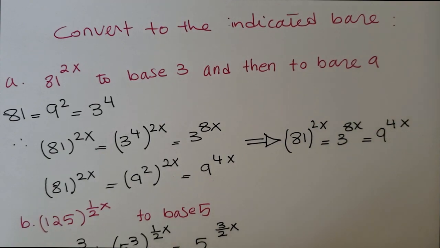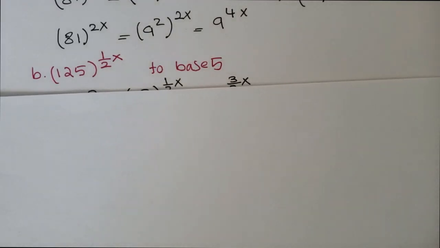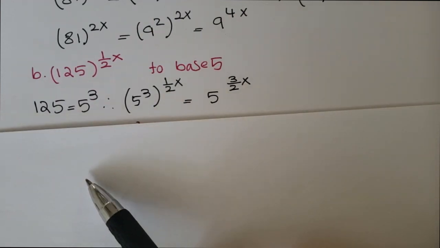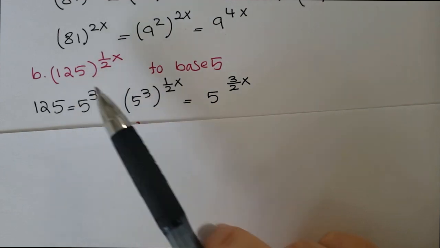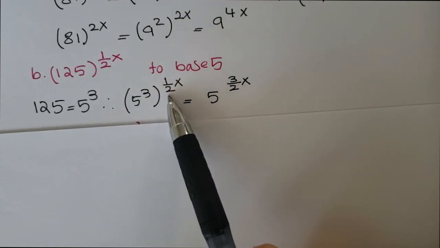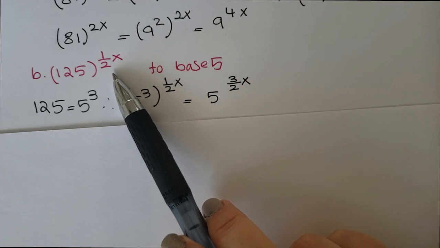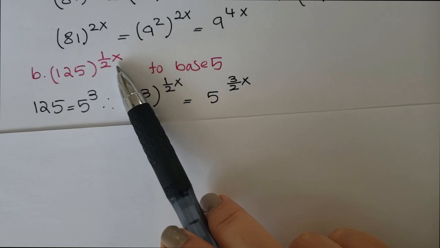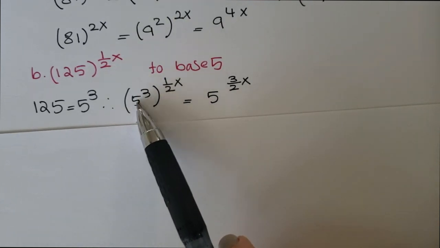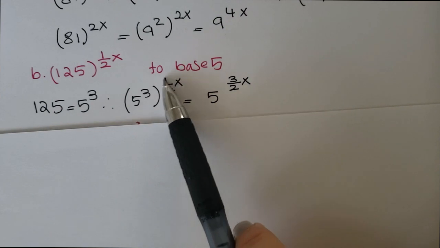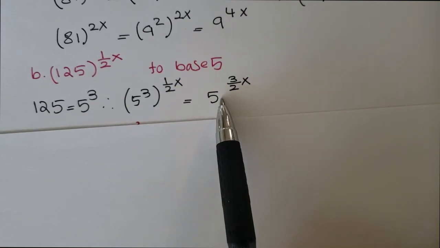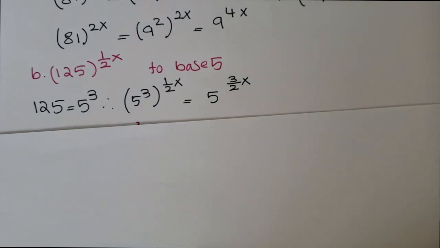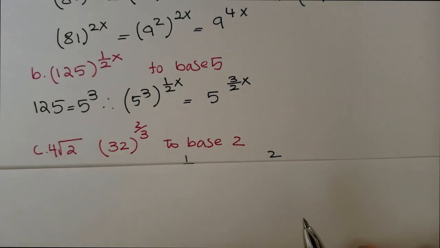125, right, is 5 to the power 3, okay? So now I substitute 5 to the power 3, and then the exponent is 1 over 2x. And as you can see here, the exponent is a combination of a number and a variable. So here 5 to the power 3 is the base, and this is the exponent. So according to the same rule, it would be 5 to the power 3 over 2x. Okay, now let's do another one.